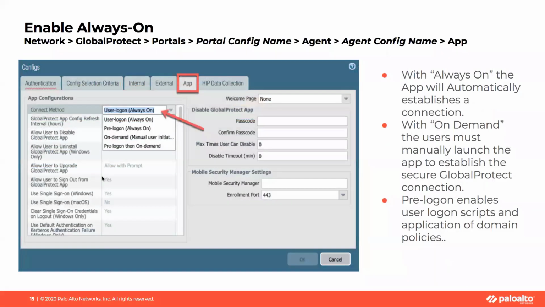Cool. So let's talk about the connect methods. And this comes up a lot with my customers. Again, when we define our agent configs and push them out to the GlobalProtect clients, one of the options is connect method. There are four different ways that we can connect a user.